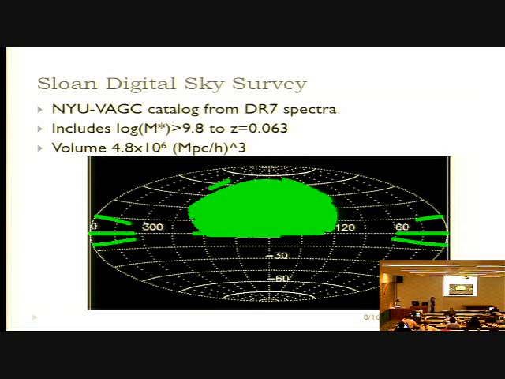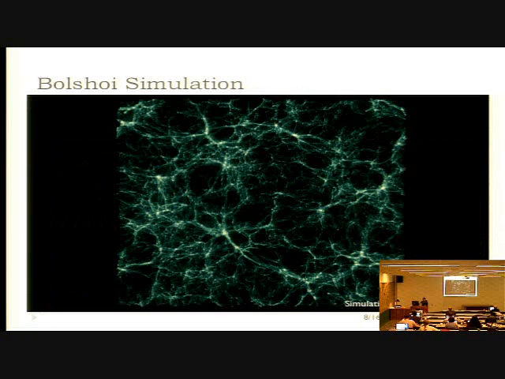So this is the data that we care about. We're using the Sloan data as drawn from the NYU value-added galaxy catalogs. So this has, for instance, all the nice stellar mass data we use. We're using a volume-limited catalog down to a stellar mass of about 10^9.8, out to a redshift of 0.06. So that's the volume we have, and that's our sky coverage, which is roughly a third the volume of the simulation we're using.